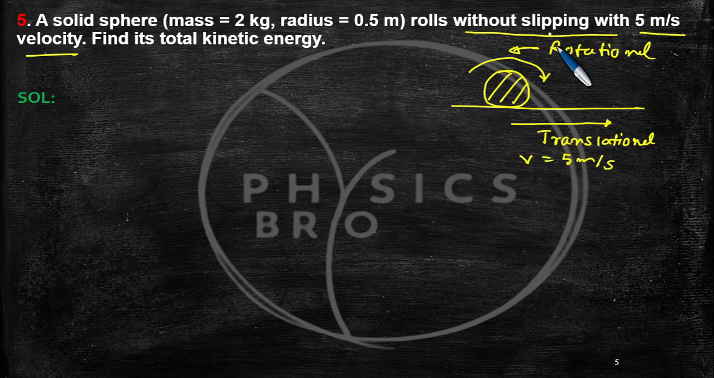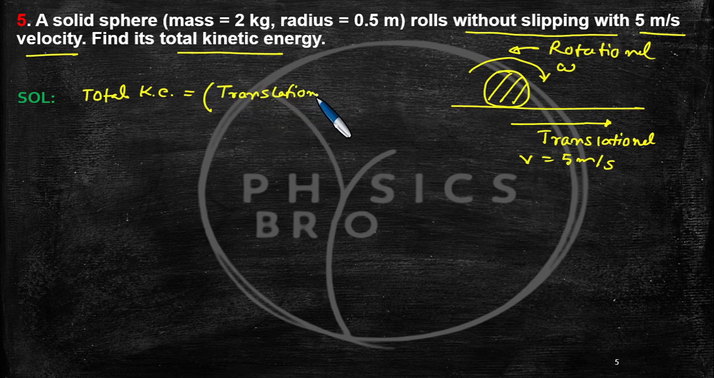Okay. So when a body is rotating, there must be some omega. There is rotation, and so there will be some omega. So find its total kinetic energy. Total kinetic energy, I'm writing here, has two parts, one rotational and another translational. I'm writing translational first.